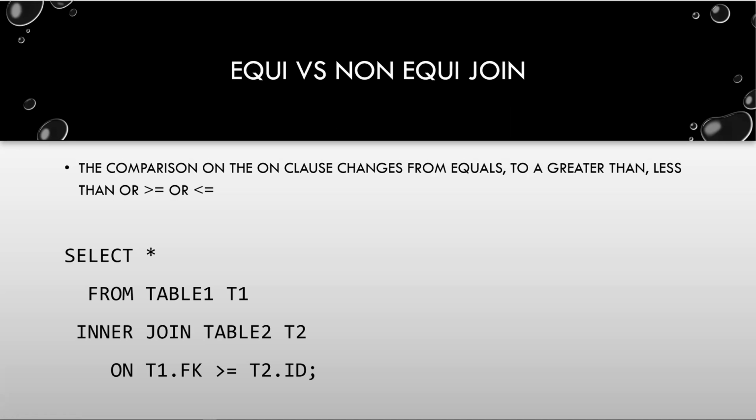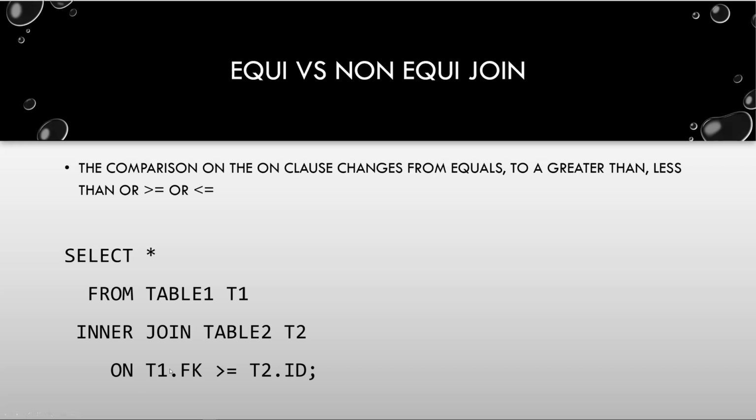But what's different here is instead of saying that we want to say where something is equal, we can join and say where something is greater than or equal to, or less than or equal to, or greater than or less than. And what that does is it makes some interesting queries. This is a hard one to find a good use case for, but it is something that can be used. So let's take a look.